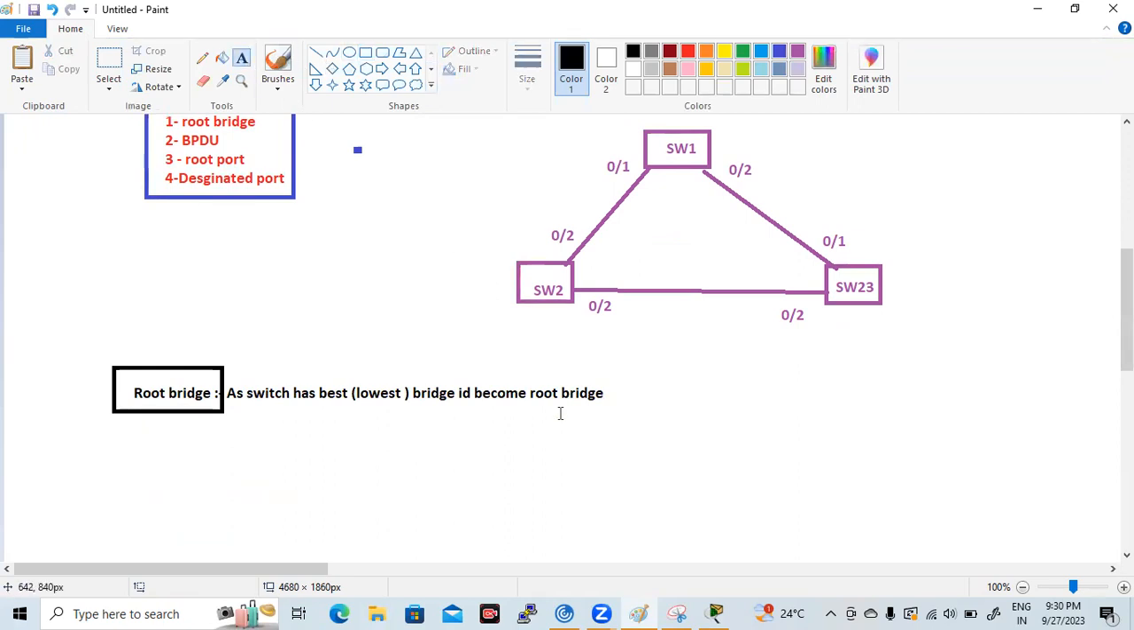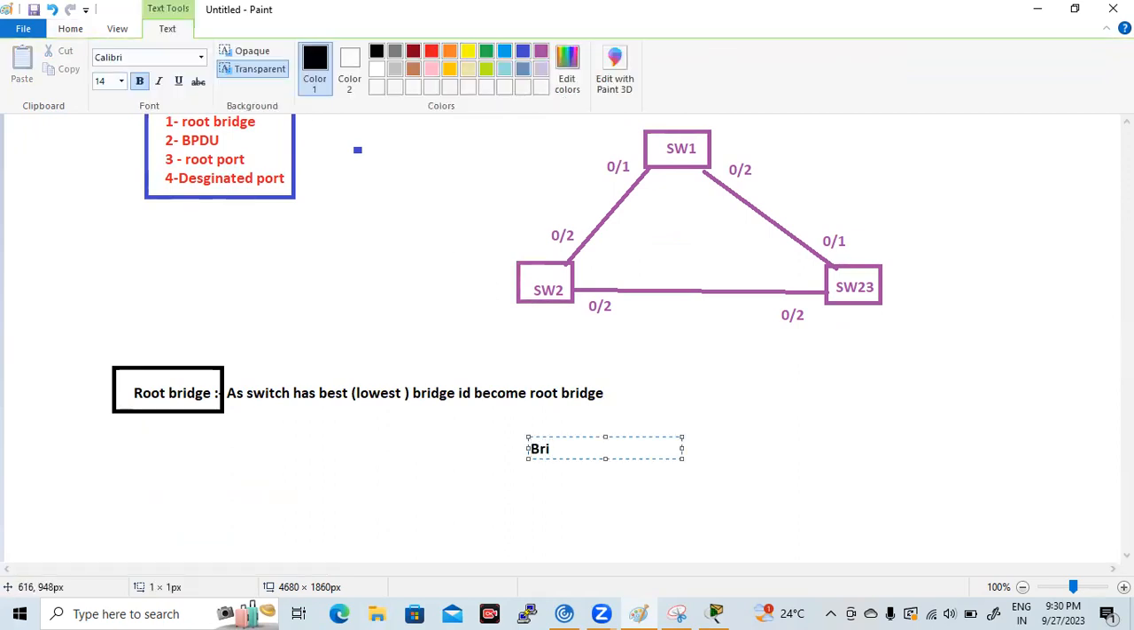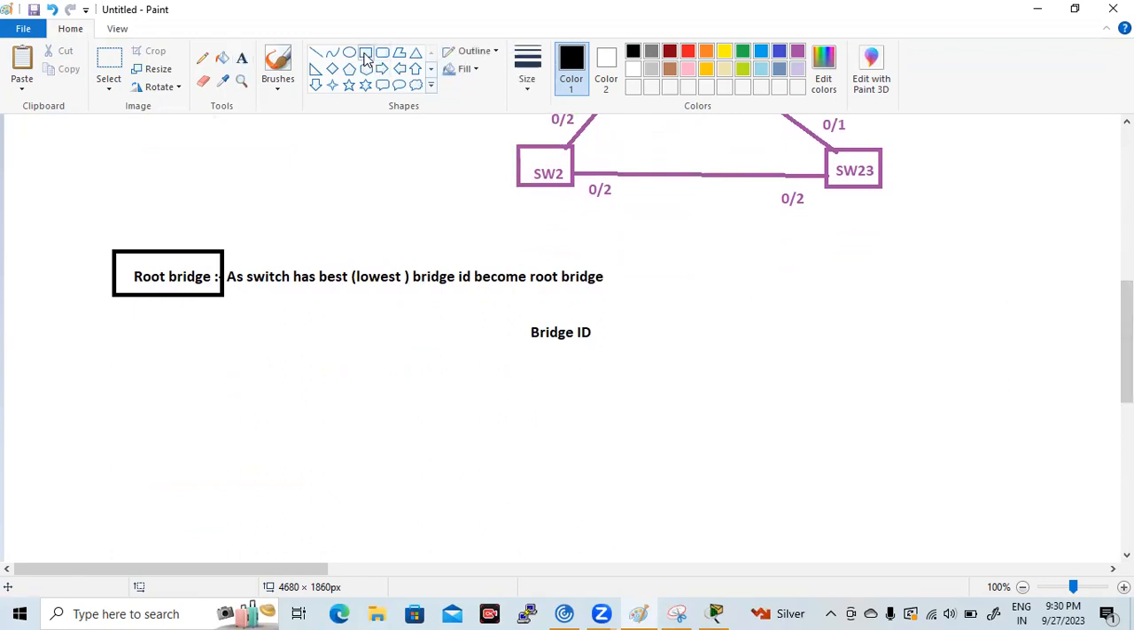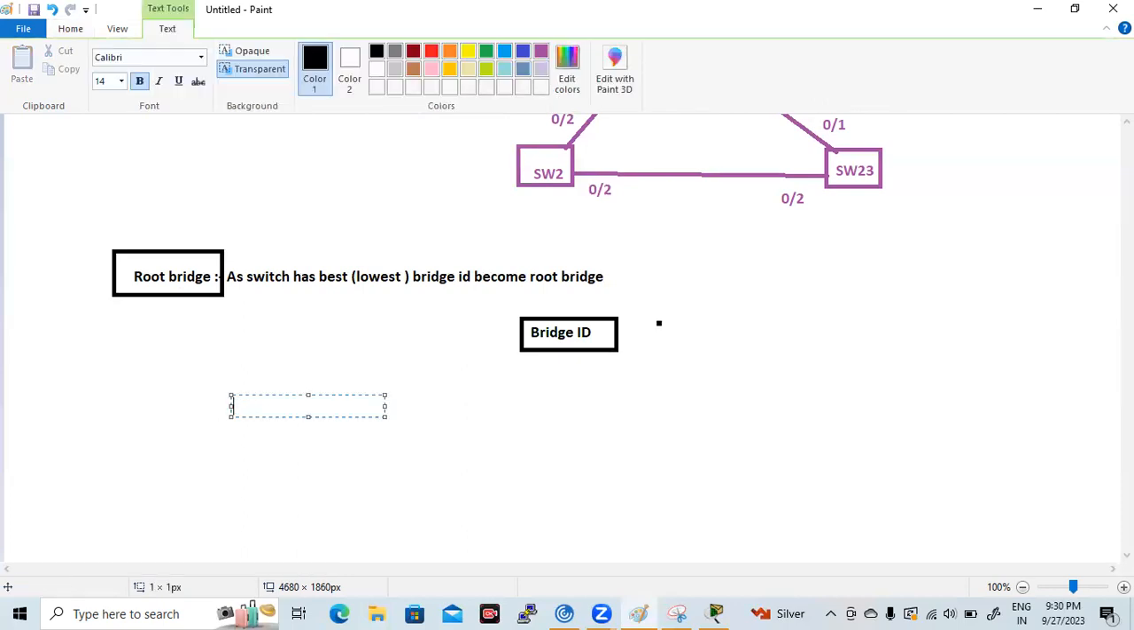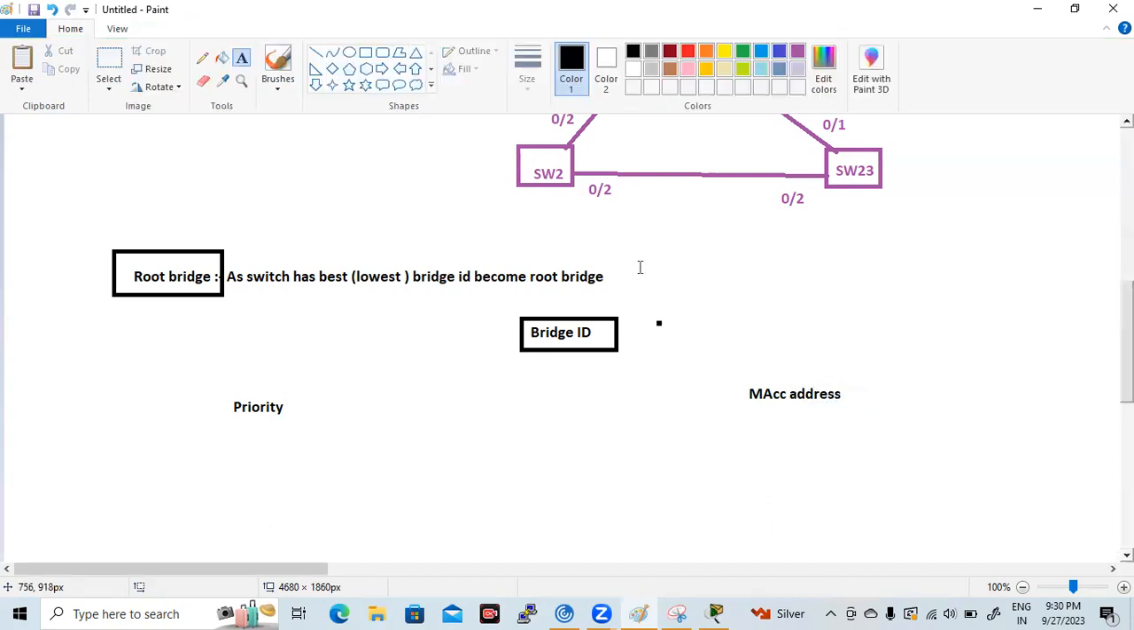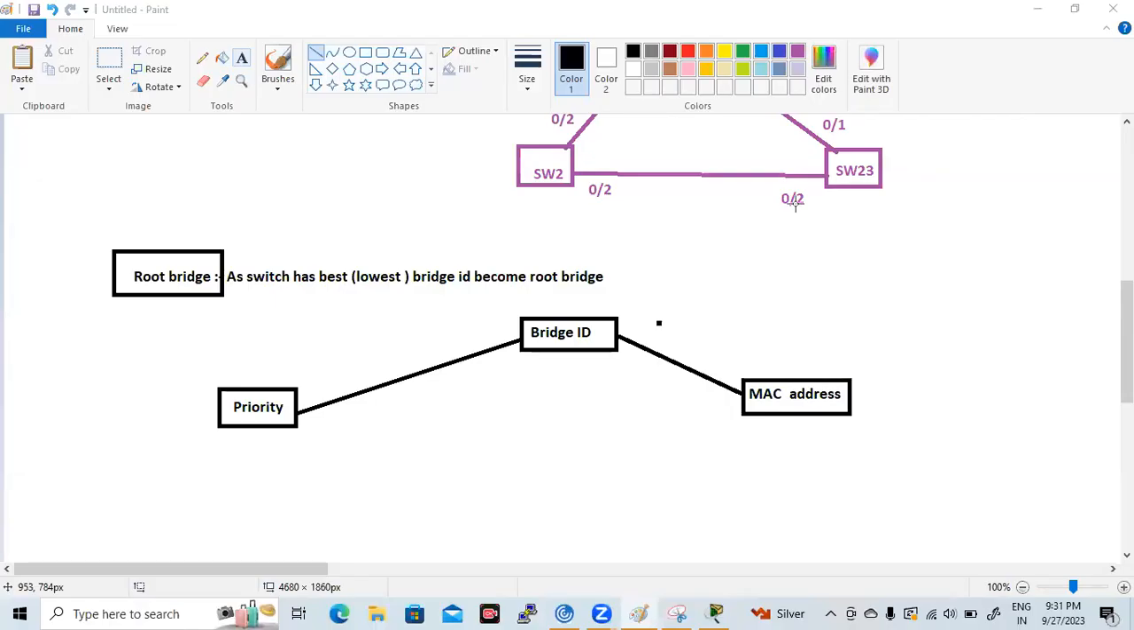Just understand about the bridge ID. What is the bridge ID? If you understand the bridge ID, then it is easy to understand the root bridge. Bridge ID is priority plus MAC address. Bridge ID consists of priority and MAC address.